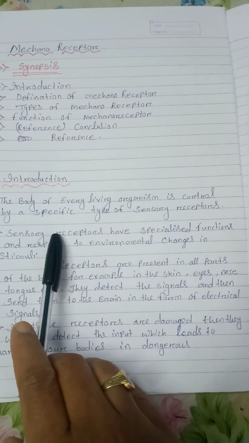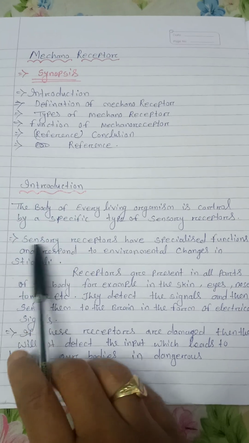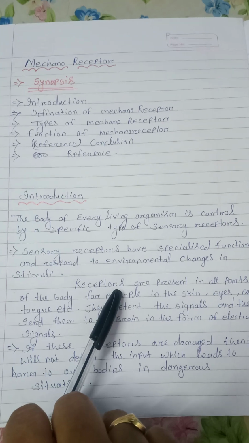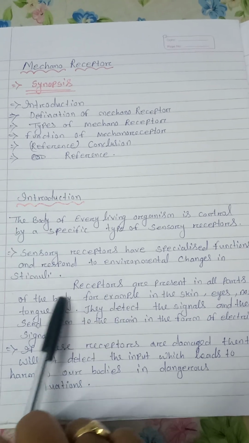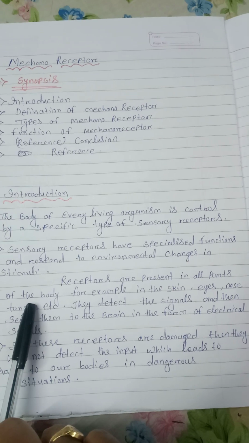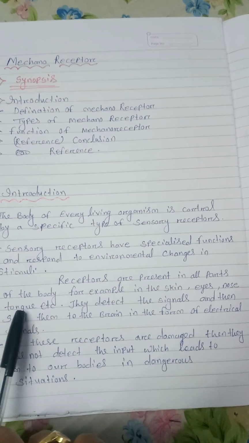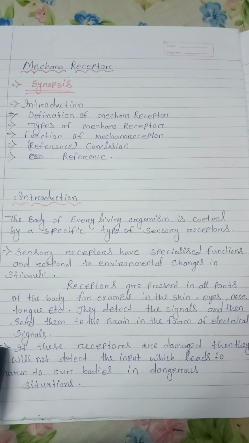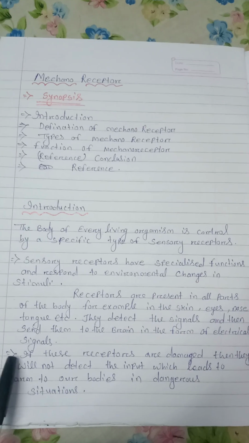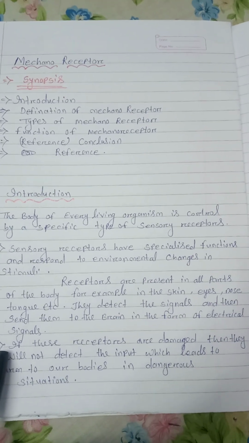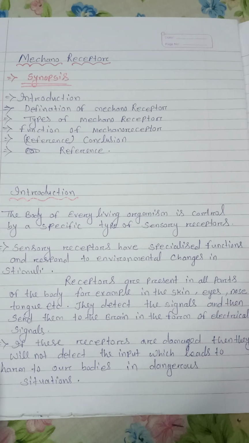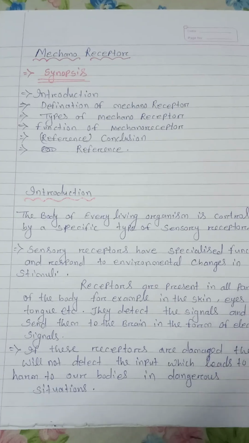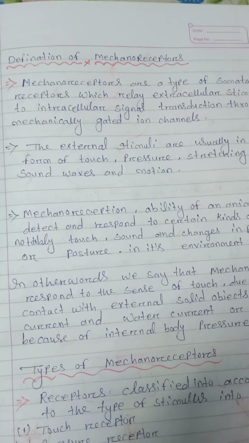The body of every living organism is controlled by a specific type of sensory receptors. Sensory receptors have specialized functions and respond to environmental changes in stimuli. Receptors are present in all parts of the body, for example, in the skin, eyes, nose, tongue, etc. They detect the signals and then send them to the brain in the form of electrical signals. If these receptors are damaged, then they will not detect the input, which leads to harm to our body in dangerous situations.